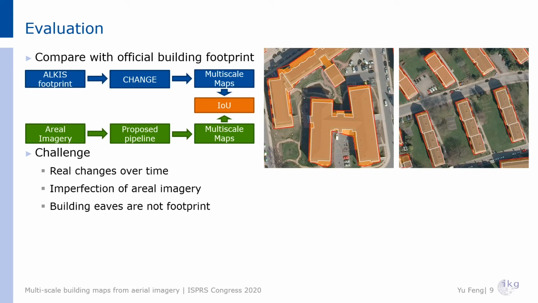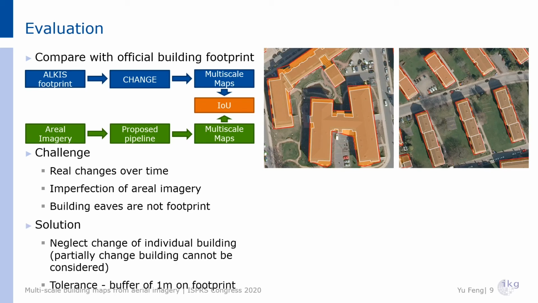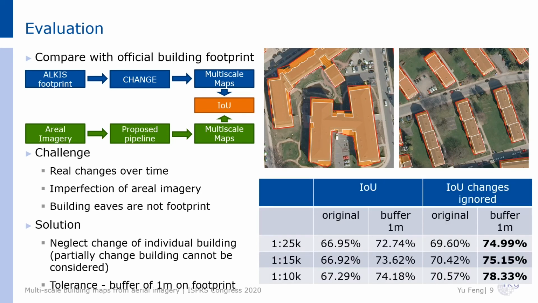And also on the left side, we can observe the building eaves are generally larger, which leads to an enlargement in all directions of the building. A possible solution is to neglect the change of individual buildings, such as regarding buildings that have no overlaps in the other dataset as real changes, and we only conduct the comparison on the unchanged buildings. A possible problem is that partially changed buildings cannot be considered.